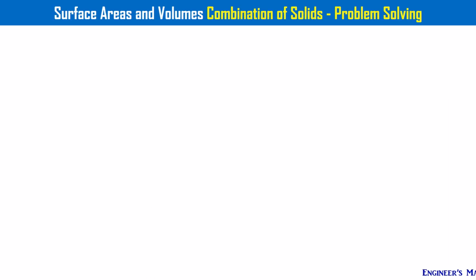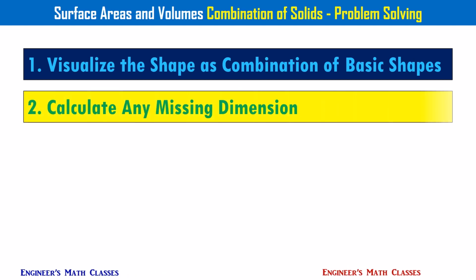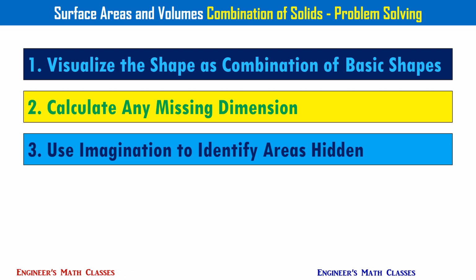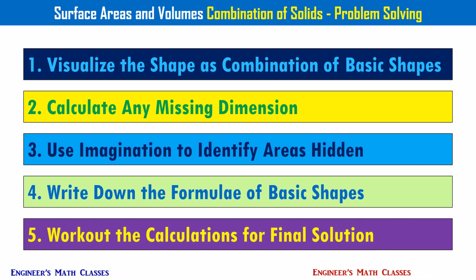And we have seen the steps for solving problems from the combination of solids section. First, you need to visualize the shape as a combination of basic shapes and calculate any missing dimensions if they are not directly given in the problem. Then use your imagination to identify if there are any areas hidden because of the combination of basic shapes. Then write down the formula for all the basic shapes that are involved in that compound solid, and work out the calculations to get the final solution.